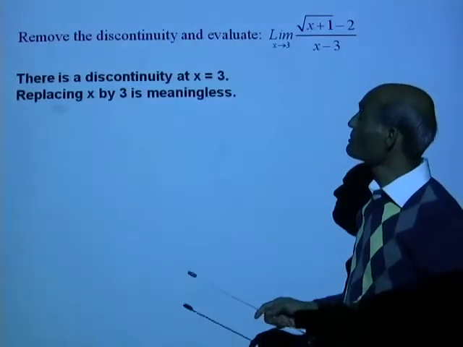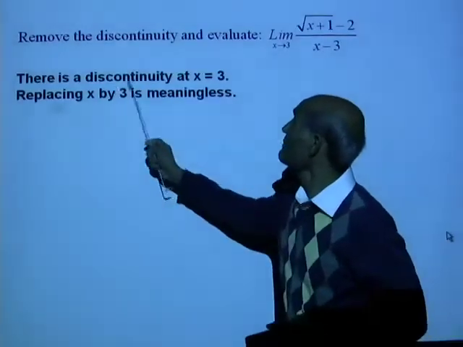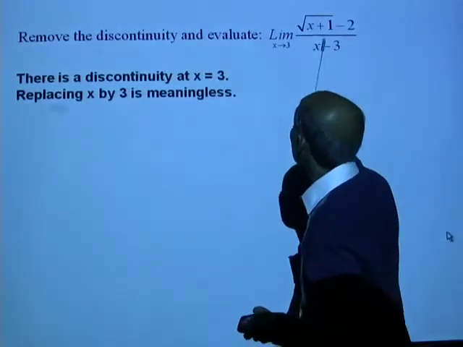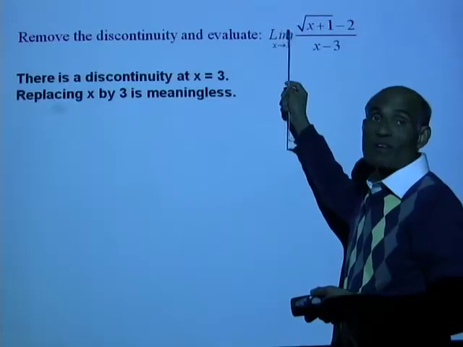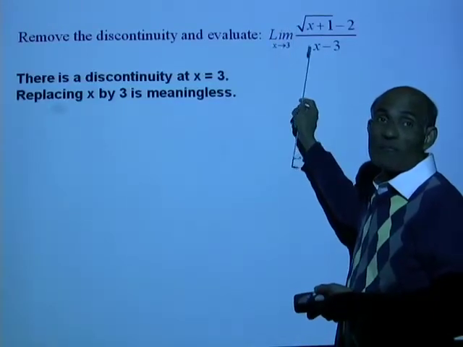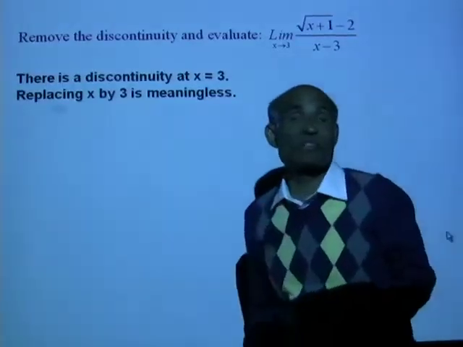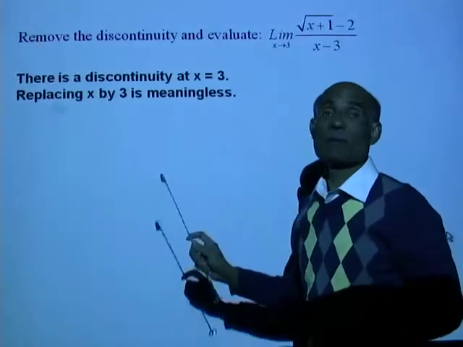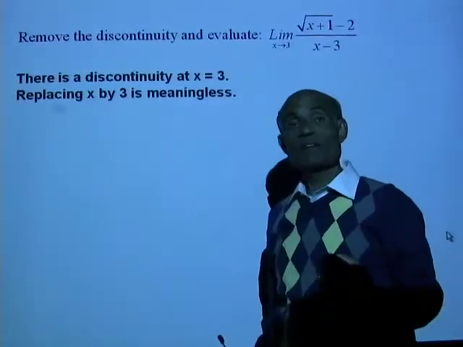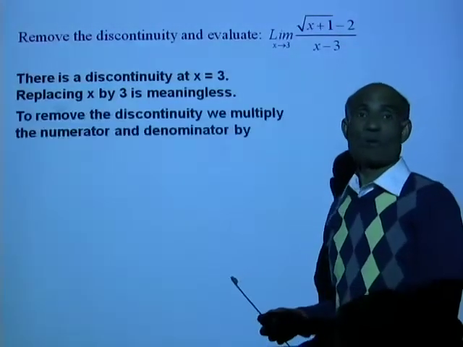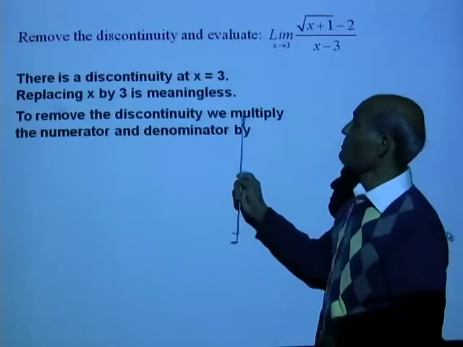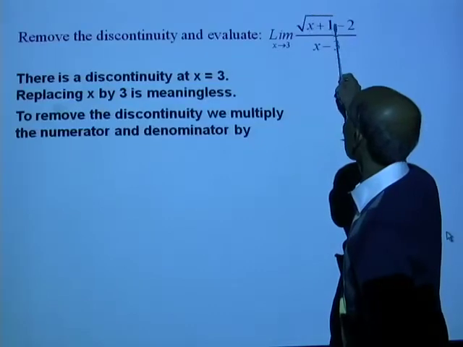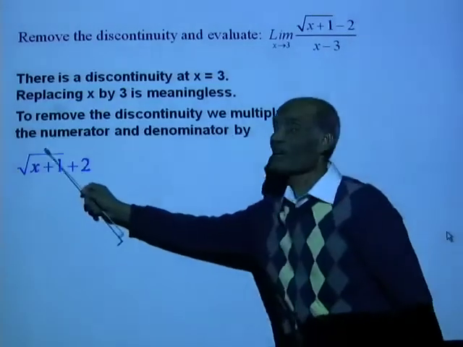So what we will be doing is, in this case we have a discontinuity at x equal to 3, and therefore replacing by x equal to 3 is meaningless, because we want to find the limit when x approaches 3. And you know that at x equal to 3 we have a discontinuity. Therefore you cannot replace x in here by 3. And that means we should try and remove that discontinuity. Alright. What we're going to do is, we multiply the numerator and denominator by square root x plus 1 plus 2.